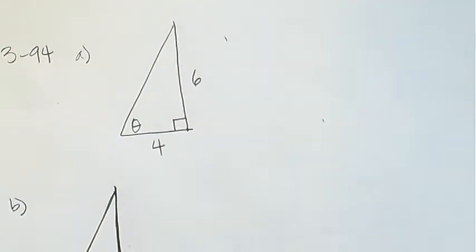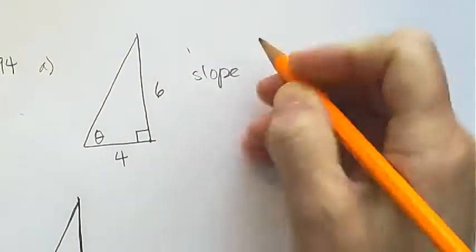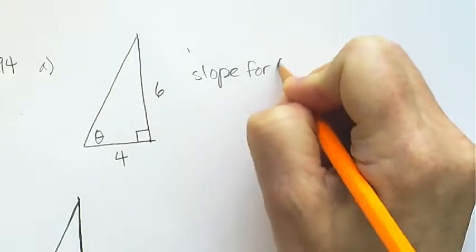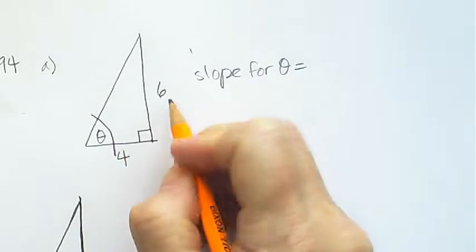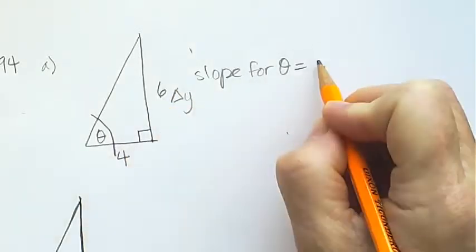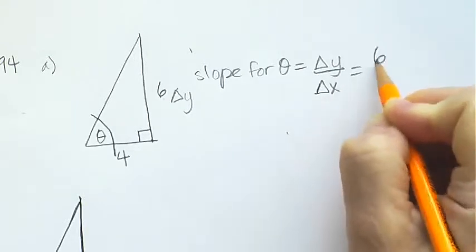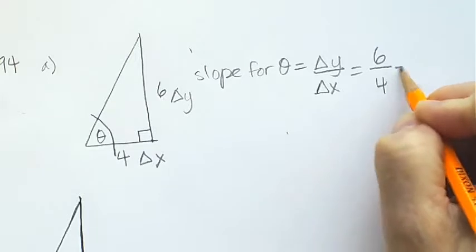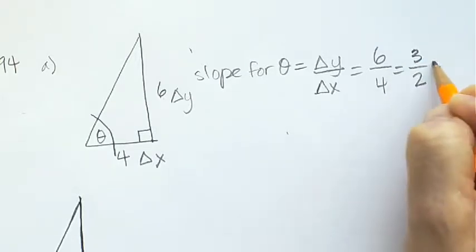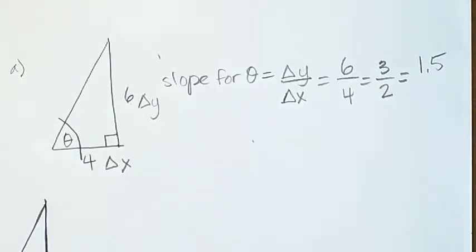If you are looking at the angle theta, the slope for this angle would be, if I'm looking at this angle, change in y would be 6. And slope is my change in y over my change in x, so 6 over 4. And 6 over 4 reduces to 3 over 2, and as a decimal that would be 1.5. So let's look at our trig table graphic organizer.